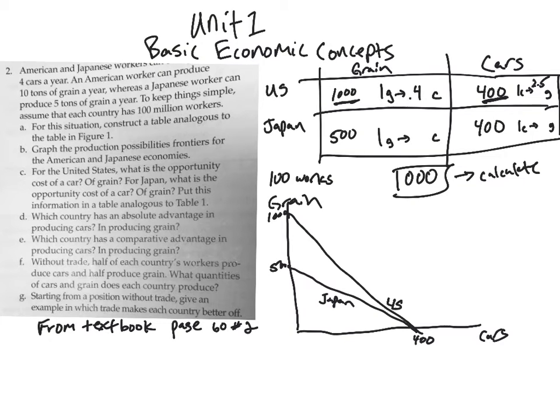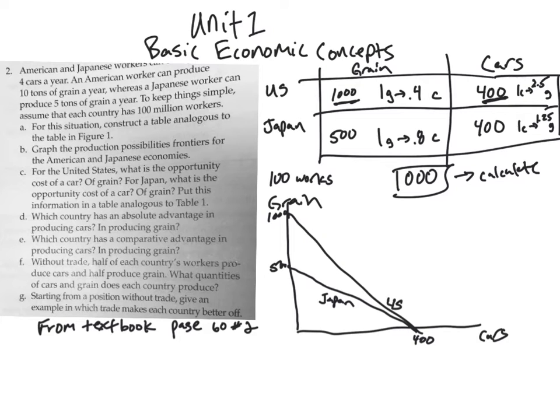And now we can calculate it for Japan. For Japan, remember, other number goes over. So here, this one's going to be 0.8, right? Because you take 4 over 5, which is 0.8. And so for every 1 ton of grain, they could have made 0.8 cars. And then for one car, they could have made 5 over 4 equals 1.25 grain. And now we've calculated our opportunity cost for each one.